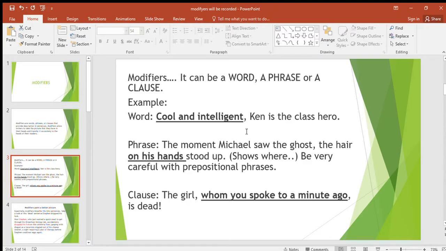Here are some examples. For a word, we have cool and intelligent: Ken is the class hero. For the phrase, we have the sentence, "The moment Michael saw the ghost, the hair on his hands stood up." Our phrase there is "on his hands." It shows where. And last is the clause: "The girl whom you spoke to a minute ago is dead." So "whom you spoke to a minute ago" is our modifier.